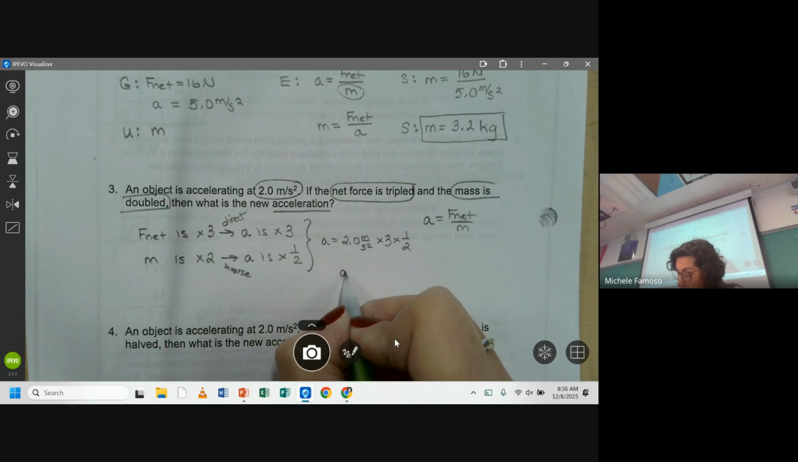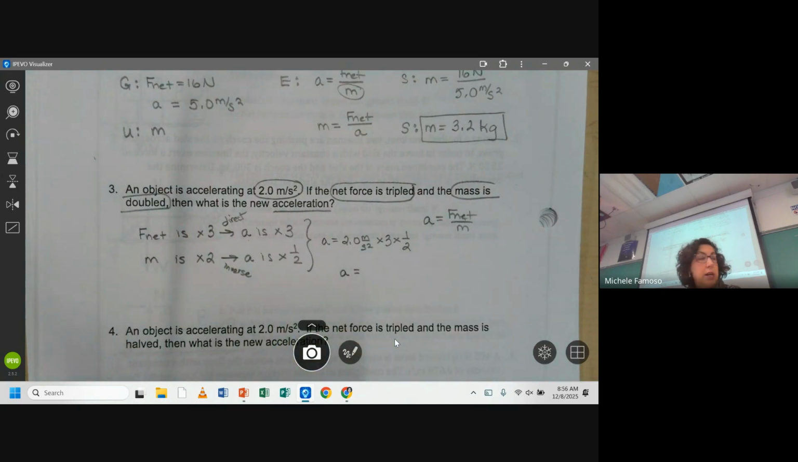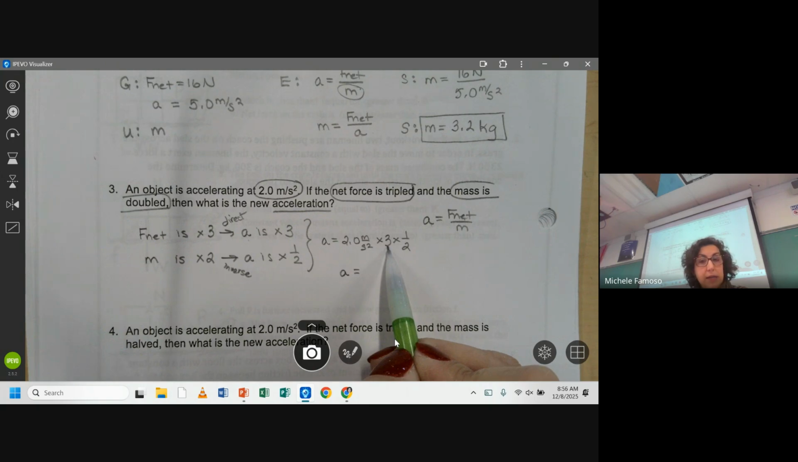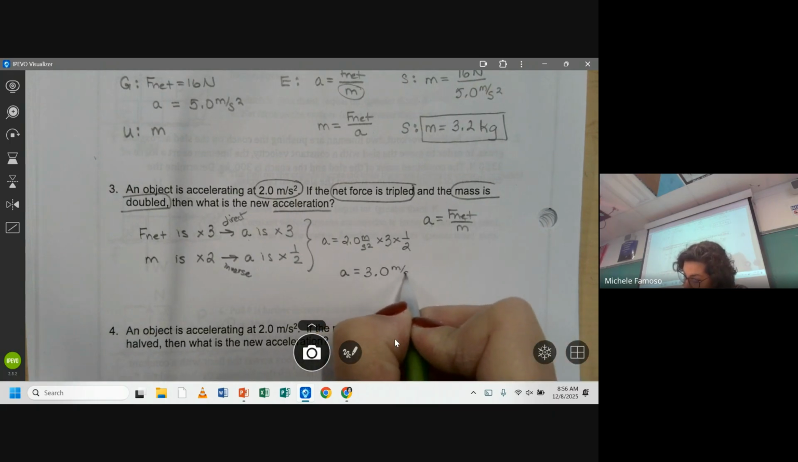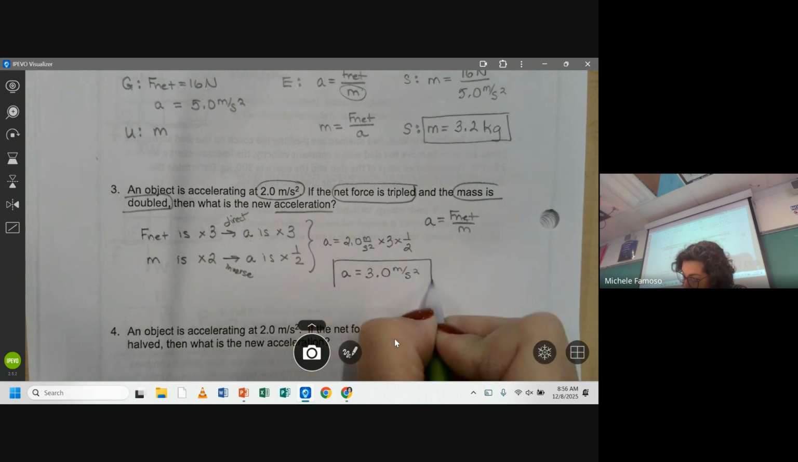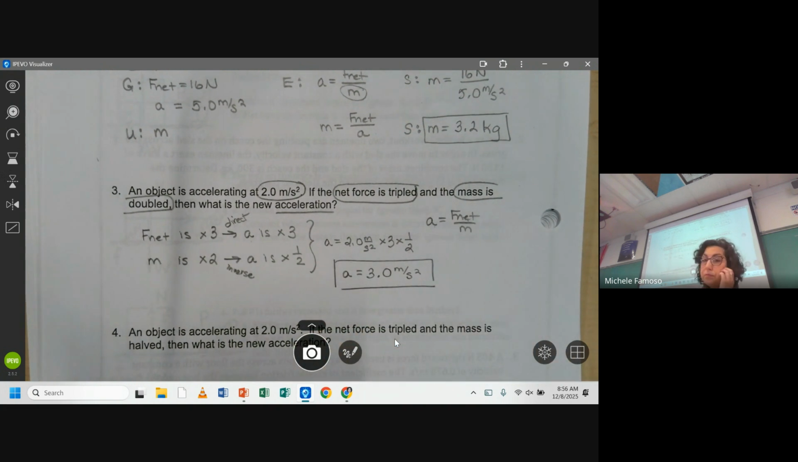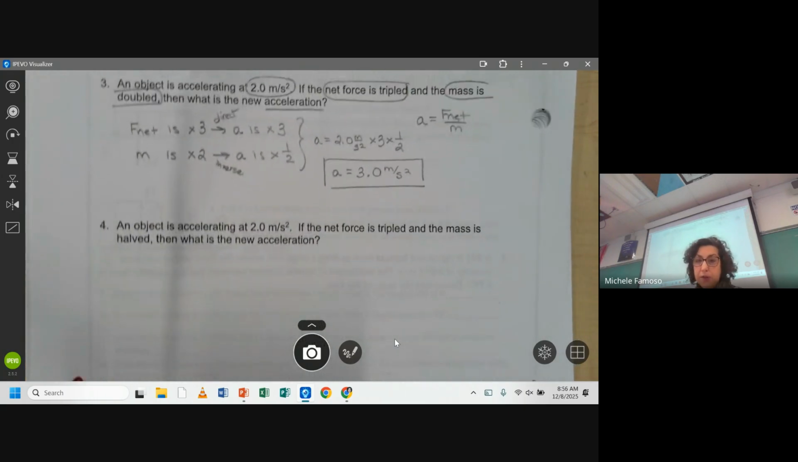So what does that mean the acceleration is, Chaudhry? What's 2 times 3? 6 times a half. Half of 6, 3. So the acceleration is therefore 3.0 meter per second squared. We do it all using relationships. And that's how question 4 is to be done as well.